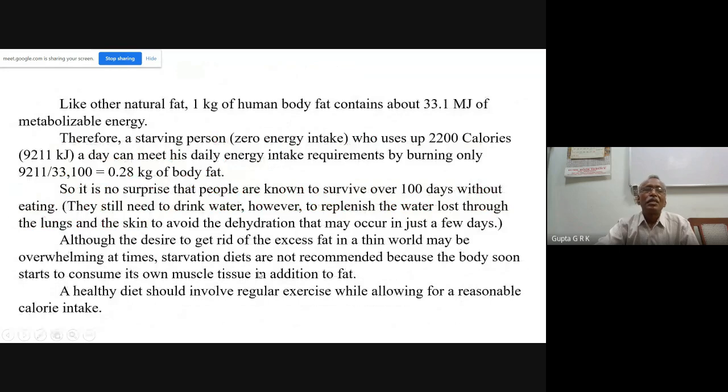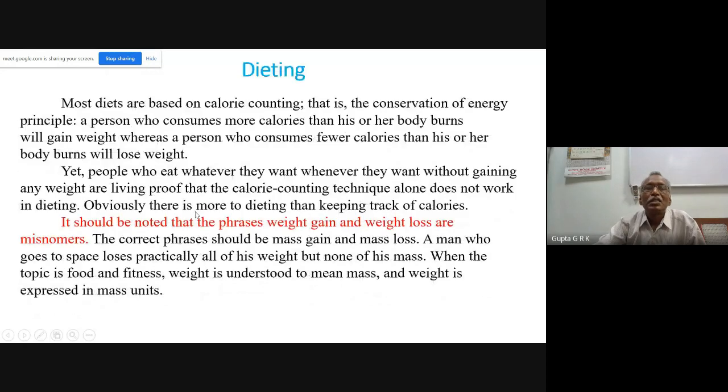And another thing, I think we are coming to the end. It is discussed about dieting, how much diet. And another thing, we say weight gain and weight loss. And this is also a misnomer again. It is mass gain and mass loss, not weight gain and weight loss, because he gives an example. A man who goes to space loses practically all his weight, but none of his mass. But we want to lose mass, not weight actually.